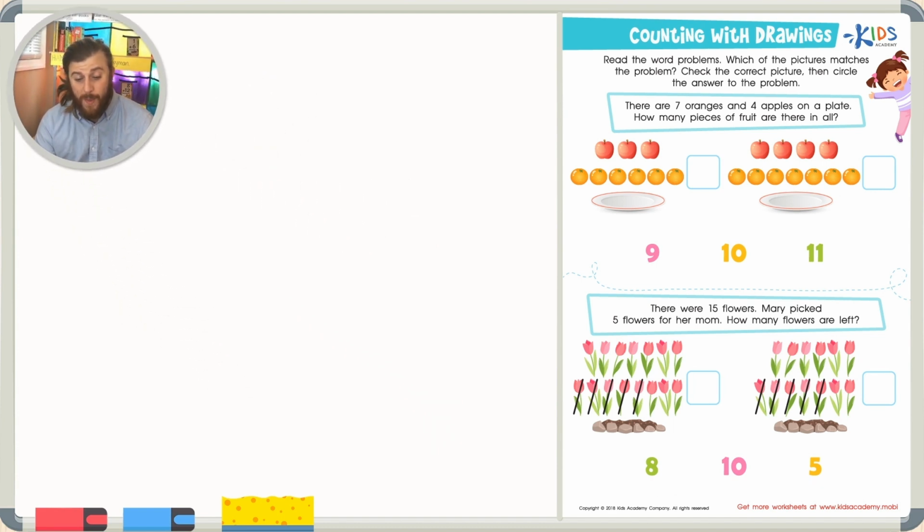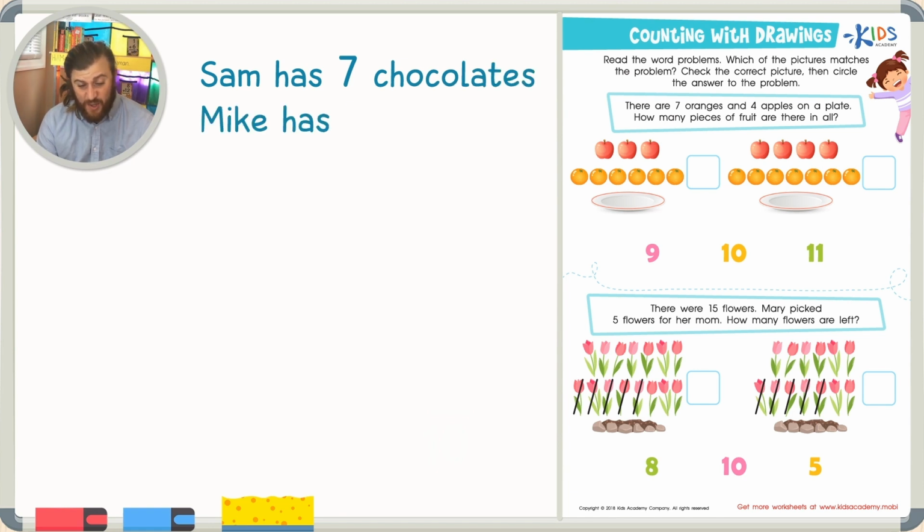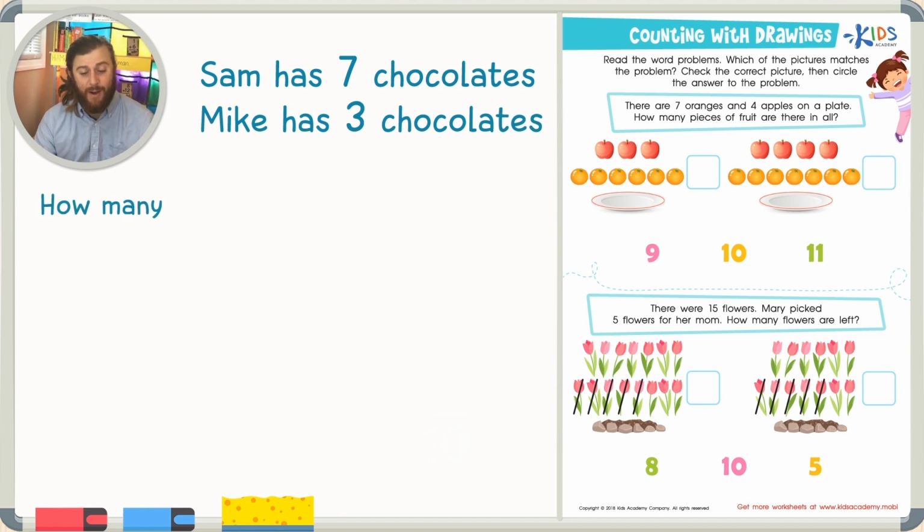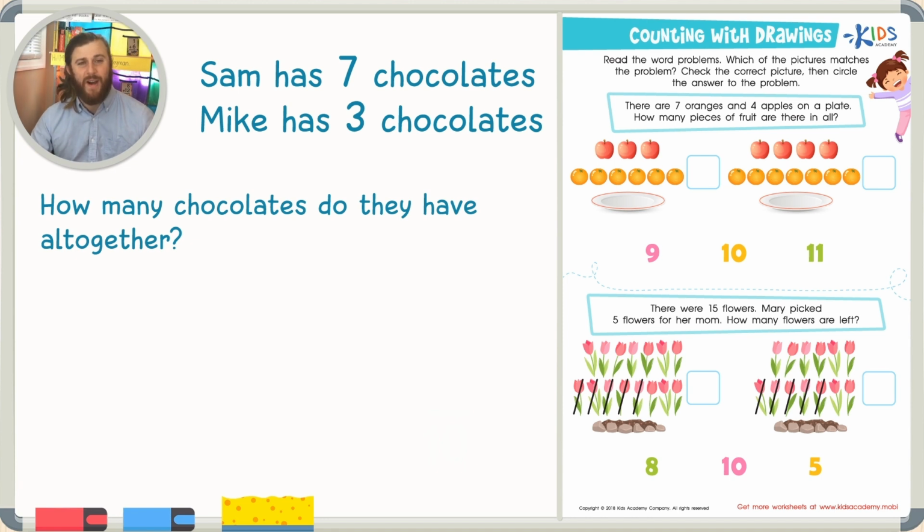Let's say we have a word problem that reads, Sam has 7 chocolates, and Mike has 3 chocolates. How many chocolates do they have all together? Well, we want to find the total number of chocolates. If we had a picture, we could just count the number of chocolates. Well, we don't, so let's try to draw a picture for ourselves that matches the word problem.